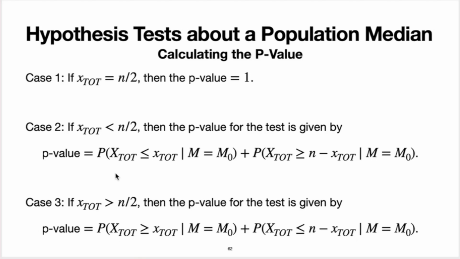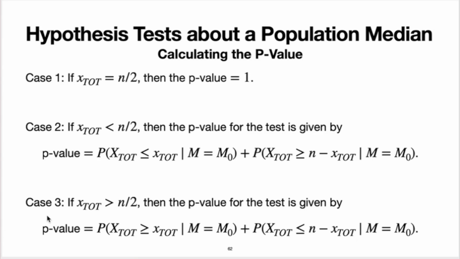It's going to be equal to the probability that the random variable X_tot is less than or equal to the observed value of X_tot under the conditions of the null hypothesis, plus the probability that the random variable X_tot is greater than or equal to n minus the observed value of X_tot, again computed under the conditions of the null hypothesis. So there are 2 probabilities that we have to calculate here and add up. This is similar to, if you think back to, say, a 2-sided z-test or a 2-sided t-test about a population mean, where the p-value formula takes into account the fact that we have to calculate probability in both tails of the sampling distribution. And so this is reflected in this formula.